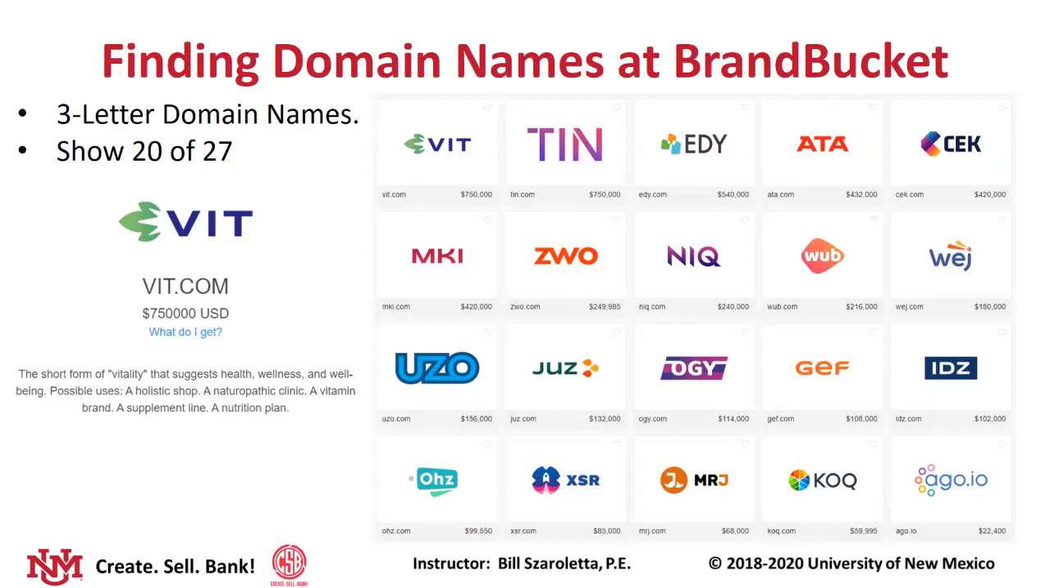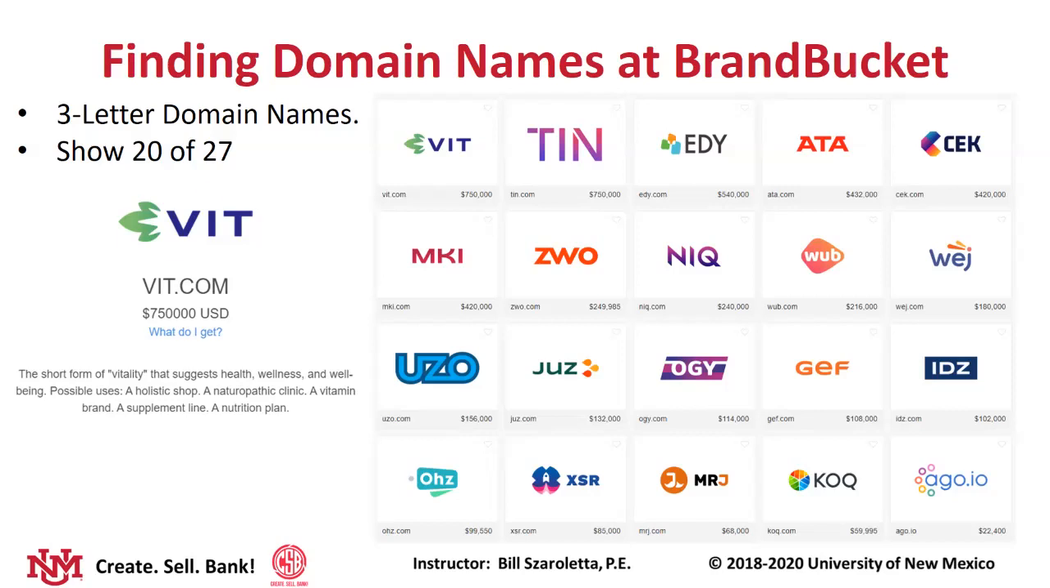They suggest you use this, you know, it's a short form of vitality that suggests health, wellness, and well-being. So possible uses could be a holistic shop, a naturopathic clinic, a vitamin brand, a supplement line, a nutrition plan. And then tin.com is $750,000 as well. EDY is only $540,000. ATA is $432,000. And you just look at this and you go, well, cool. And if you pay that much money, you get the logo for free.